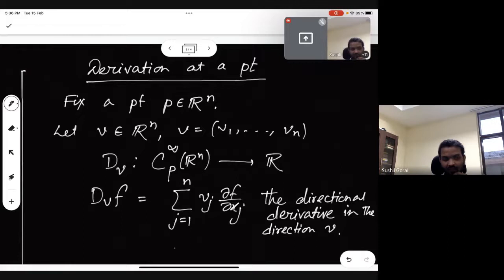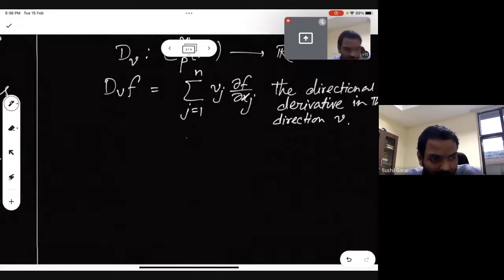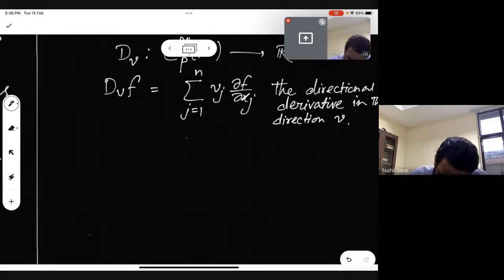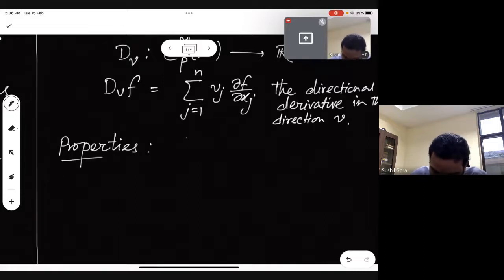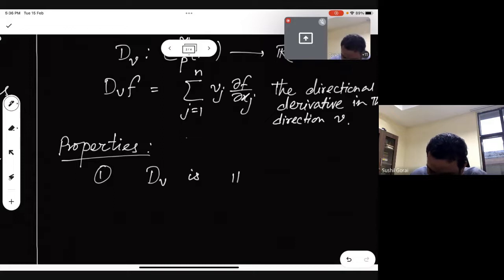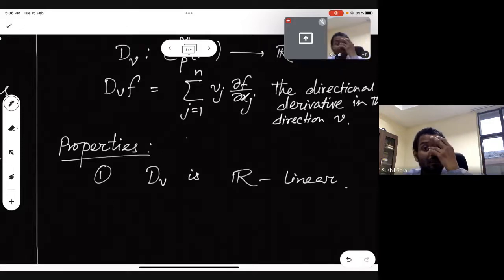Now what does it satisfy? Let us fix some properties. So such a directional derivative has the following properties. One, D_v is R-linear, so linear over the real numbers.